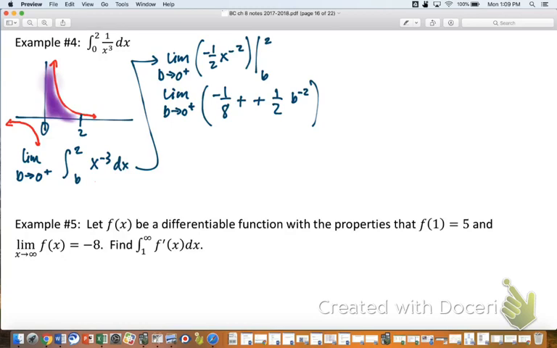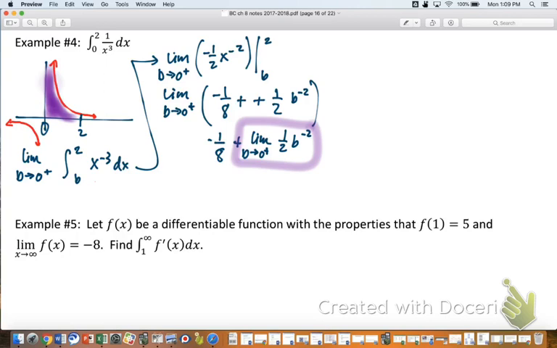All right, so it's -1/8 plus the limit as b goes to 0 from the right of that other part, right? So if you wanted to, you could put it in as -1/8 plus the limit as b goes towards 0 from the right of 1/2 b to the negative 2. The bottom line is, what's the value of this?